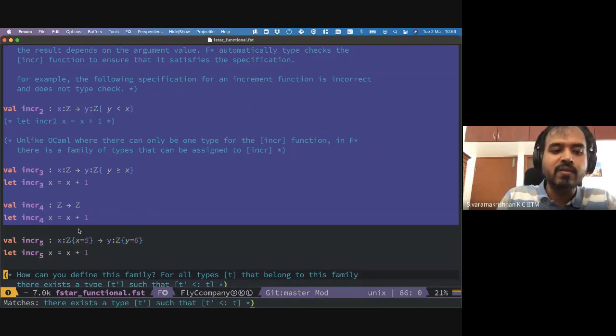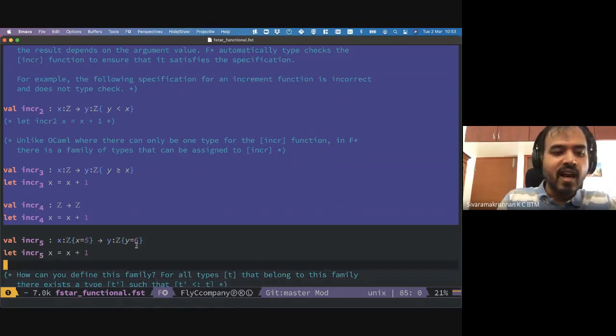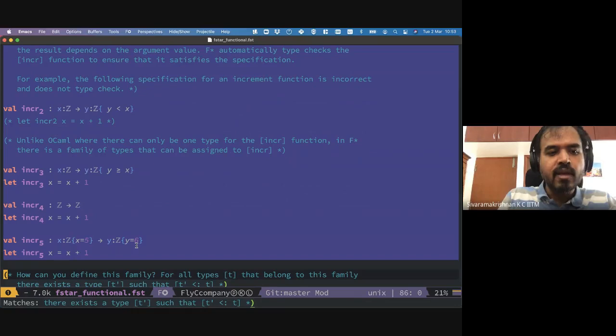I can be even more specific. I can only say that this increment function takes an x, which is a 5, exactly equal to the number 5, and returns an output which is exactly equal to the number 6, right? And this is also true. I mean, this may not be useful, but this also type checks, right?